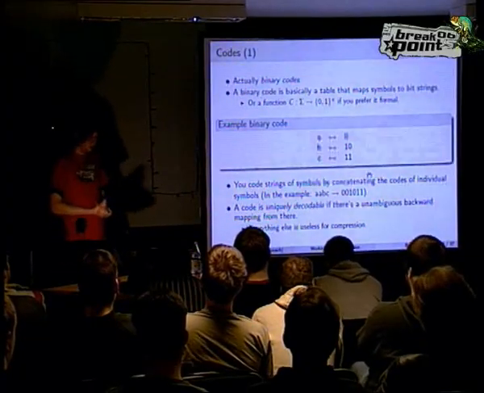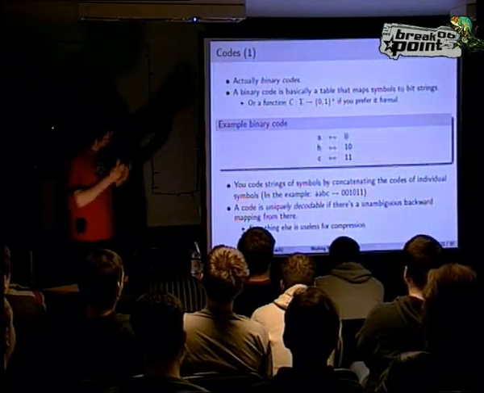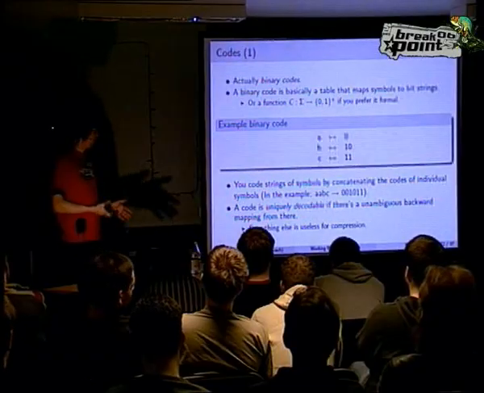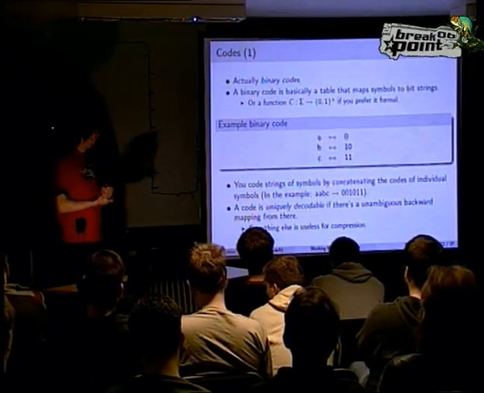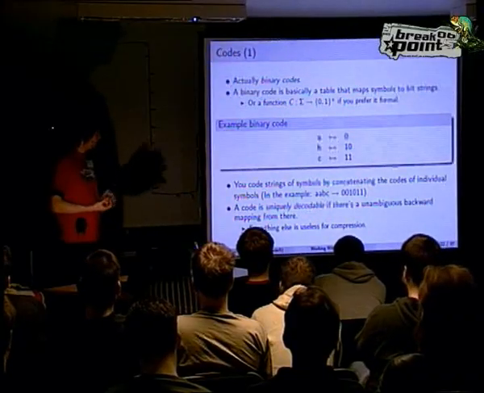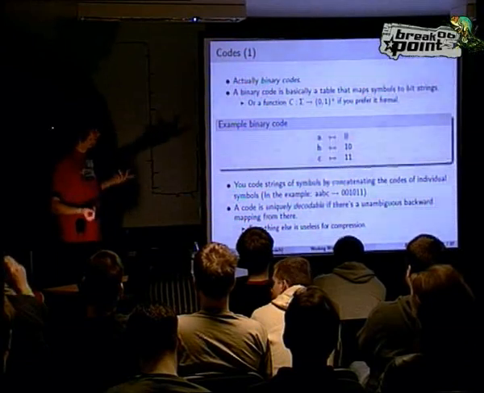So it's very simple. And if you can get from this kind of bit string back to the original string uniquely, then it's called a uniquely decodable code, which is very important for us because any kind of coding you can't reverse, you can't decode, is useless.